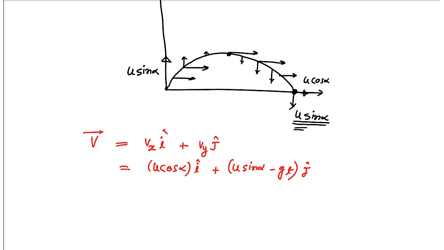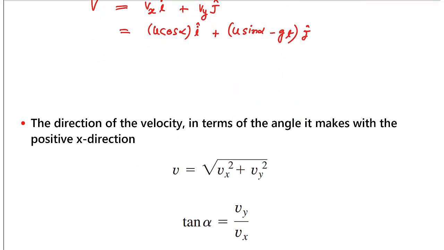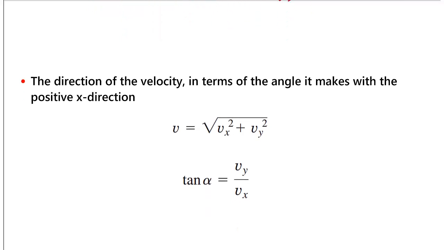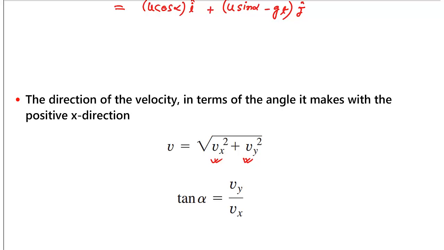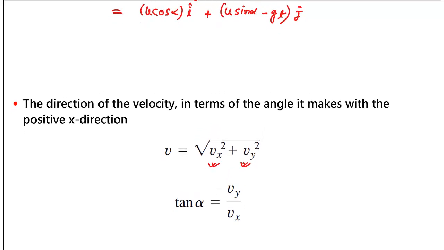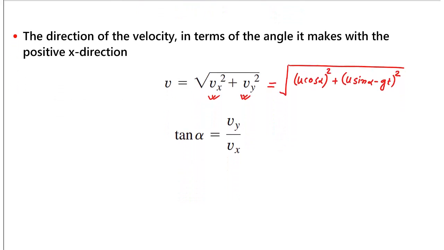So once I know velocity, I can calculate the speed, that is the magnitude of velocity. So the magnitude of velocity is simply velocity x square plus velocity y square, and then take the root of this, then you can get the magnitude of this velocity. So in this case you have to plug in (u cos alpha) whole square plus (u sin alpha minus gt) whole square, and then take the root. This is your magnitude of the velocity at any given point of time.